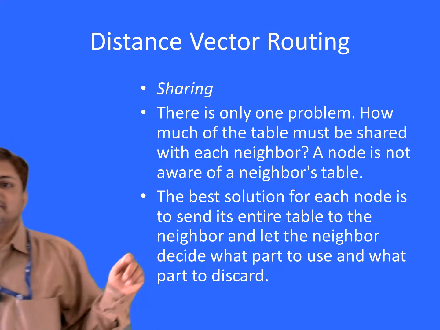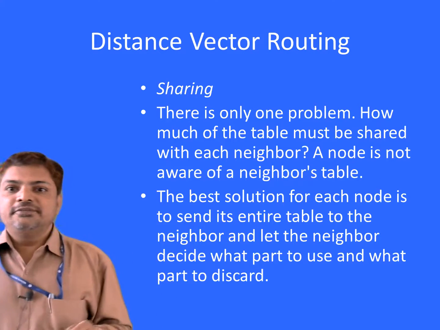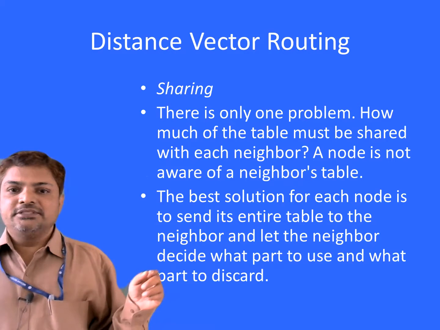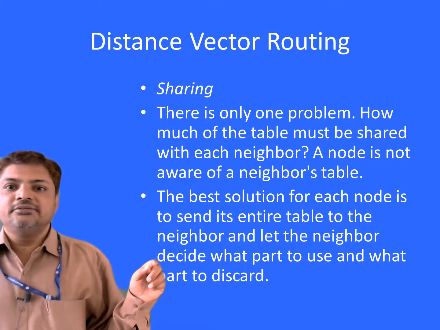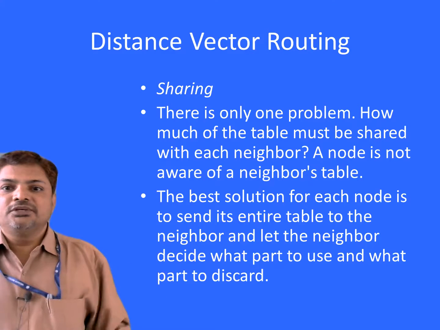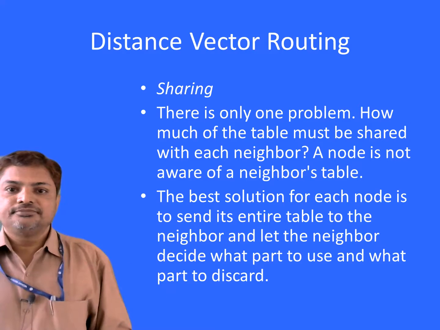Sharing, there is only one problem. How much of the table must be shared with each neighbor? A node is not aware of the neighbor's table. The best solution for each node is to send its entire table to the neighbor and let the neighbor decide what part to use and what part to discard.